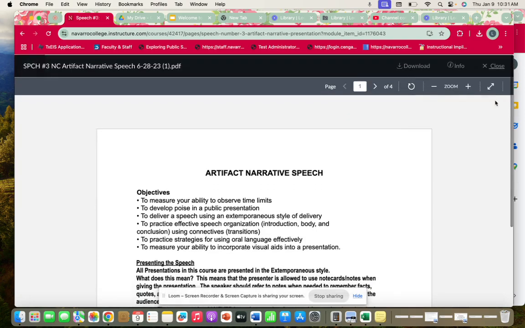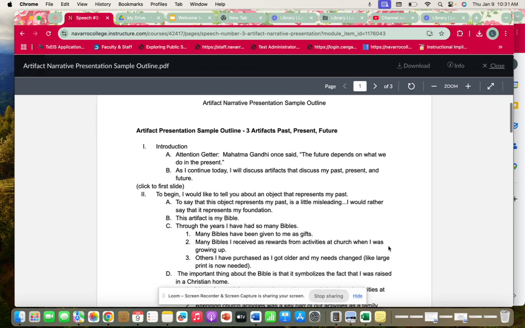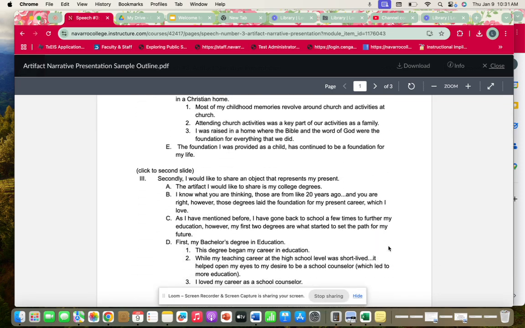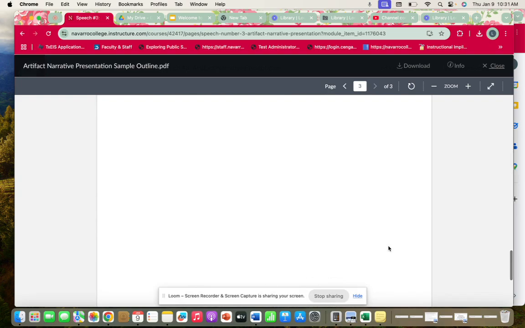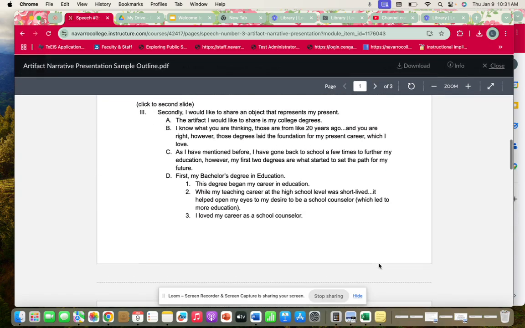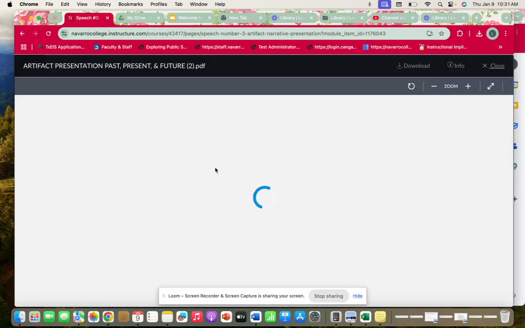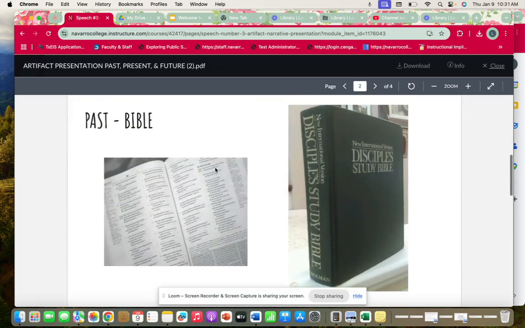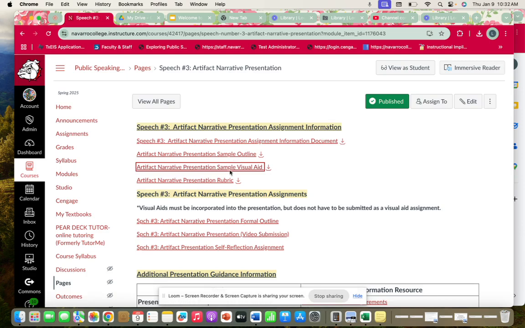So let's go back and look here. I provided a sample outline for you. This is a sample outline that talks about objects that represent me. This gives you an idea of the amount of detail required. On this sample, I used past, present, and future. So this can tell you what your outline should look like. And then again, I give a sample visual aid. I did a PowerPoint so that I could show you. The PowerPoint just has pictures of the objects, past, present, and future for you. So that gives you an idea of what we're looking for.